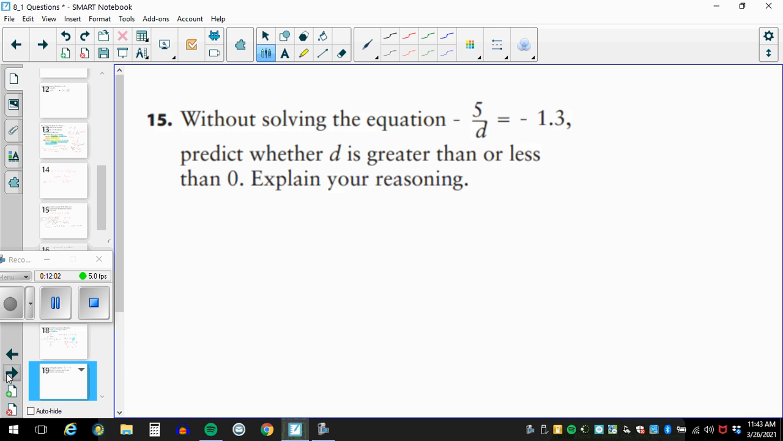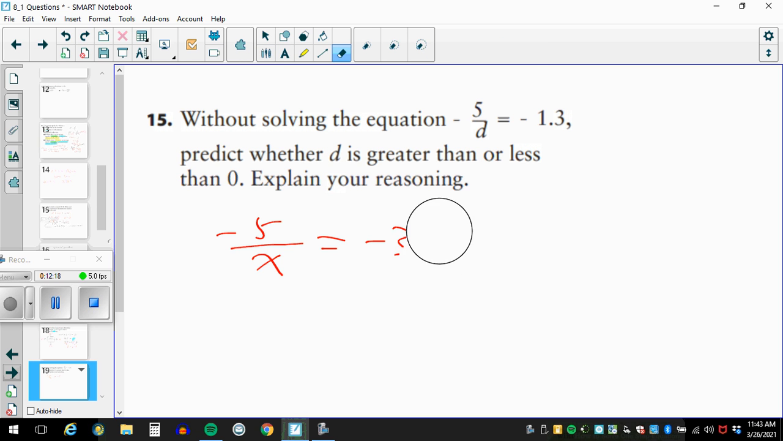Question 15, solve without solving the equation negative 5 over d equals negative 1.3. Predict whether d is greater than or less than 0. So let's just take this. I'm going to change it to x because I really don't like using variables that are non-x's. I get much more excited when they're this. So let's just determine, without solving it, whether or not it's going to be greater than or less than 0.